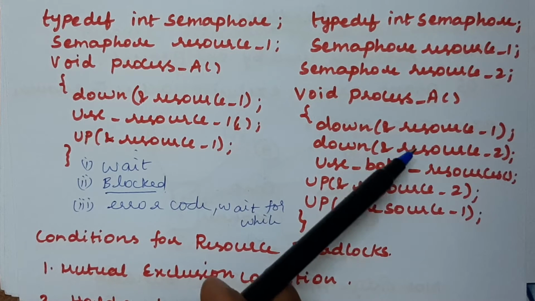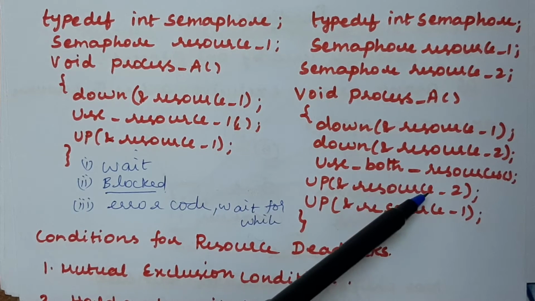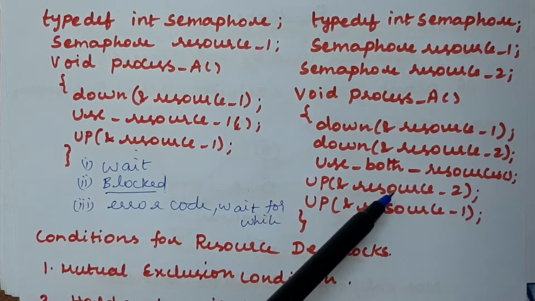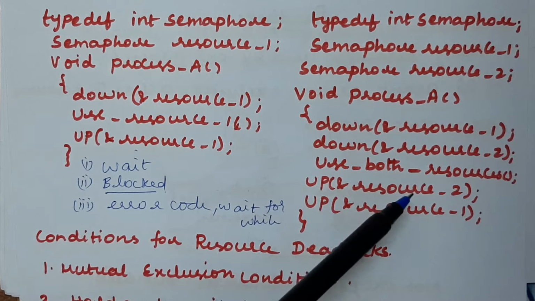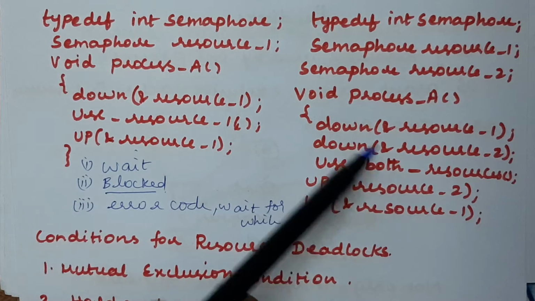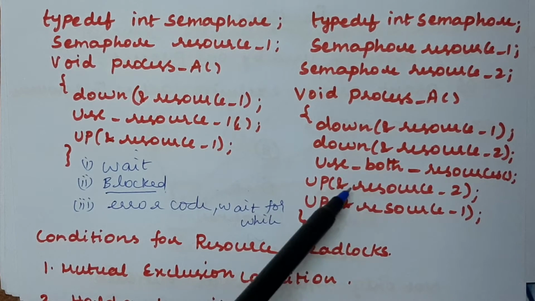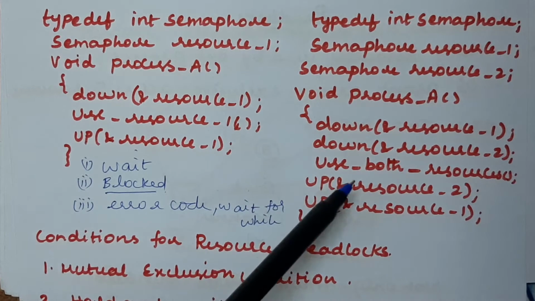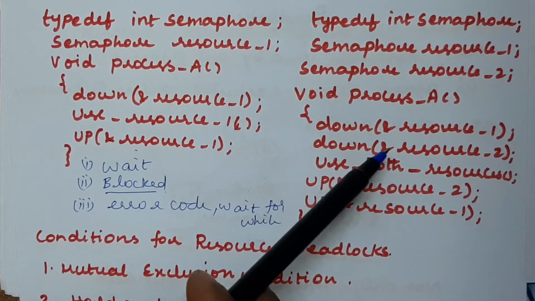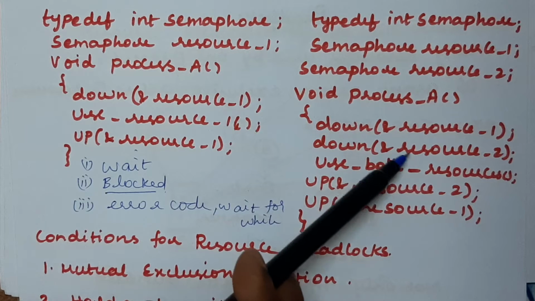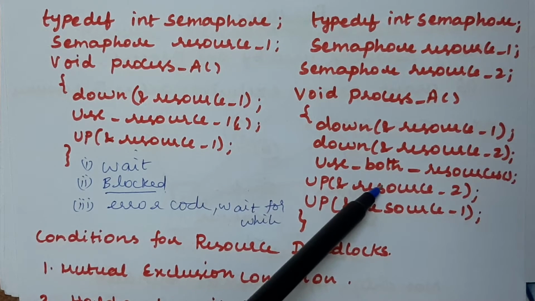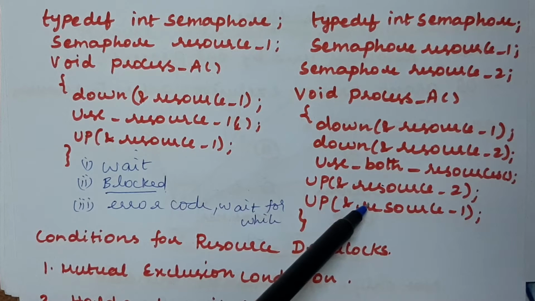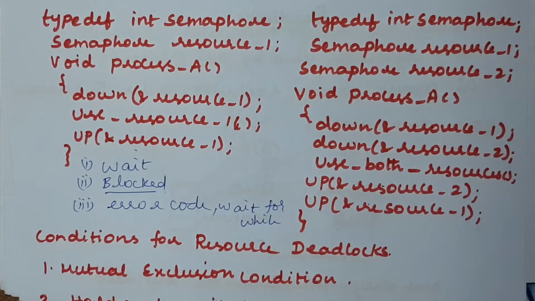If both the resources are available, then it will use those resources, and afterwards it will release them in the order in which the resources were allocated to that process. In the same order it has to release it. Previously resource 2 was allotted, so it has to release resource 2 initially, and afterwards resource 1 is released. This is how it follows the order of requesting and releasing the resources.